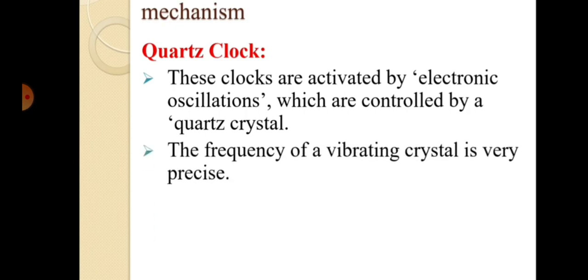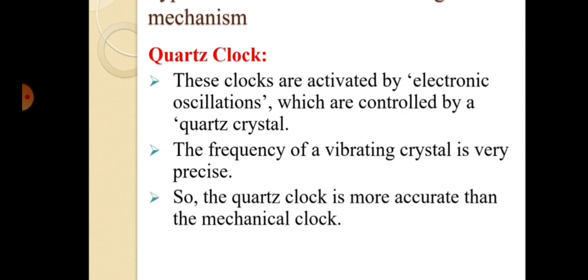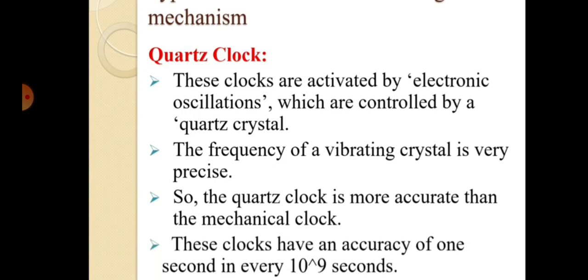The frequency of vibrating crystal is very precise. Already I said precise means exact. Frequency, number of vibrations in a particular time, is called frequency. So the quartz clock is more accurate than mechanical clock. You can ask me how much is the accuracy. The accuracy is 10 power 9 seconds. What is 10 power 9? 10 power 9 means nanoseconds. Its accuracy is in nanoseconds. That is your quartz clock.